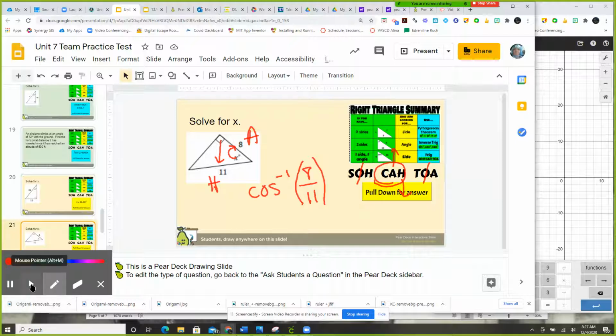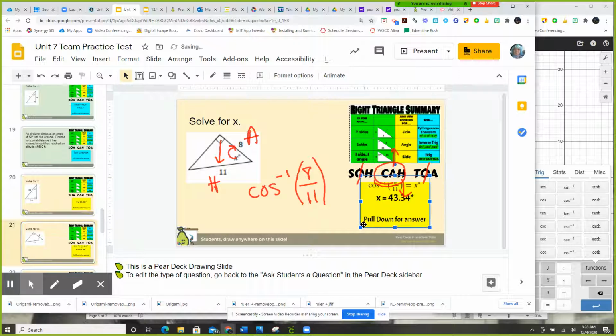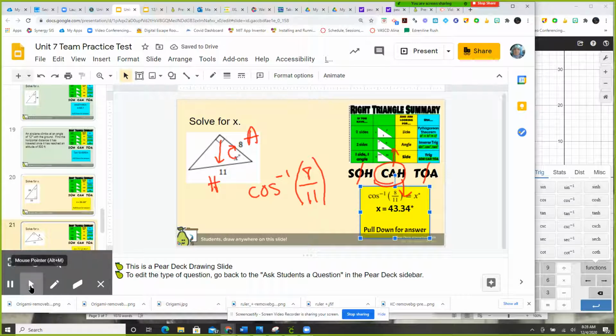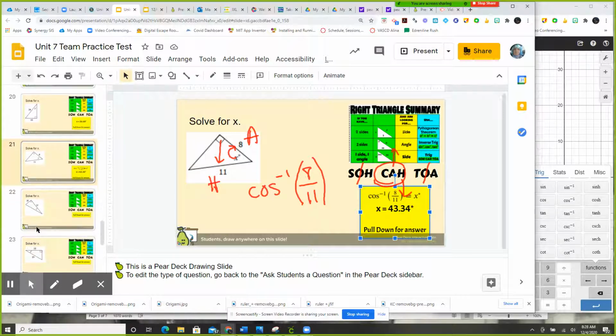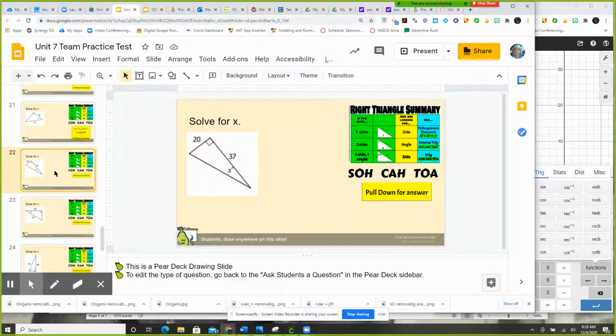Sweet. In your Desmos calculator, everybody type in cosine -1, inverse cosine. You can find that under the functions button. So inverse cosine, say that to yourself, either out loud or inside your head. And then 8/11 and see what you get. Did we get 43? Yay! Okay, I need a voice from the gallery that I haven't heard yet today.